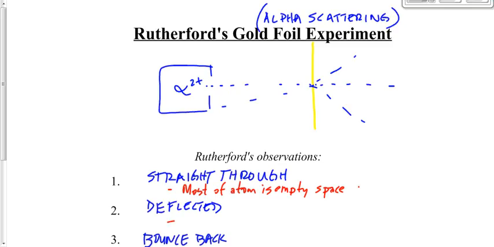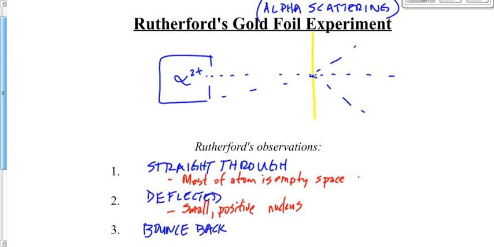Now, a few of them deflected, which means if they deflected, they must have encountered something that pushed them away from the straight line path. They must have encountered something that was repulsive, that repelled them. If these are positively charged, the only thing that would repel them off of a straight line path would be something that was positively charged. Now that something has to be small because most of it's empty space. It has to be something small and something positive. We'll call it a nucleus. This is the discovery of the nucleus.